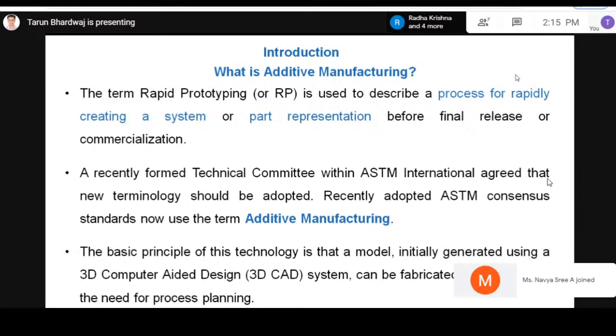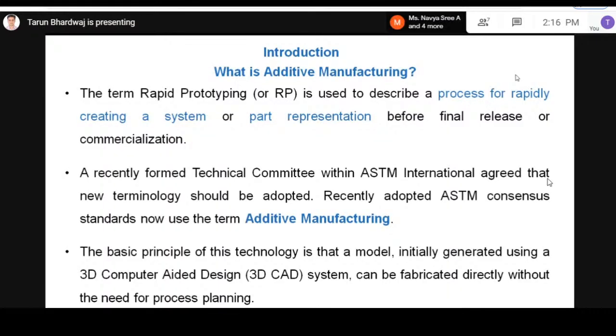A recently formed technical committee by ASTM International agreed that the new terminology should be adopted. Means first we called it rapid prototyping, then the ASTM standards committee agreed that we should change and adopt the name additive manufacturing for this particular process or technique.